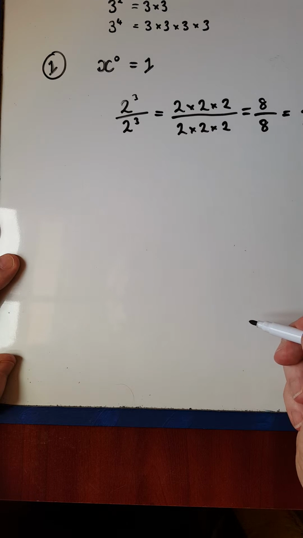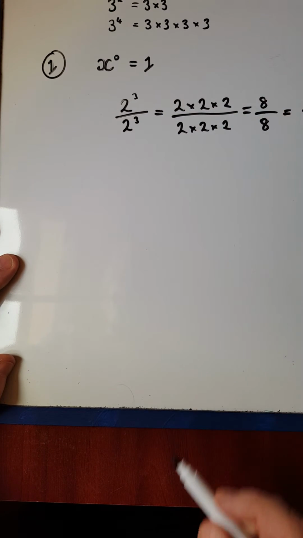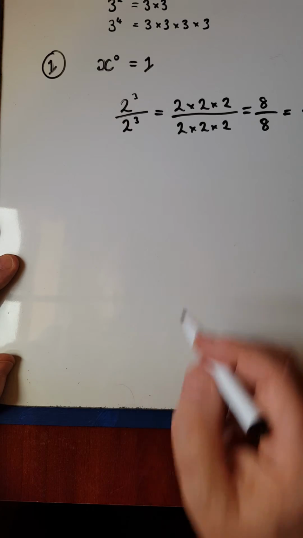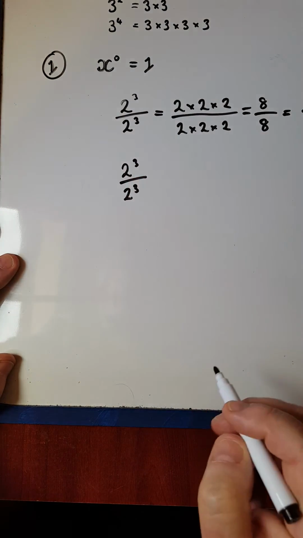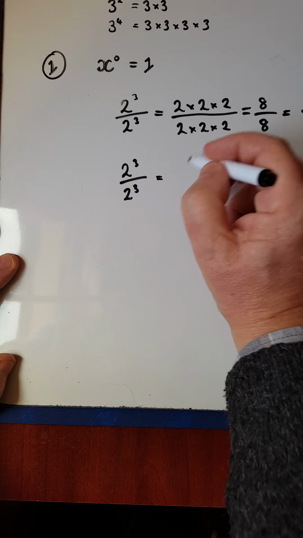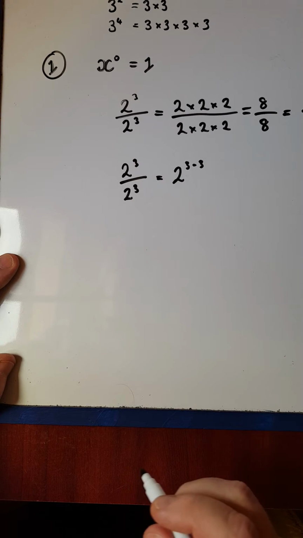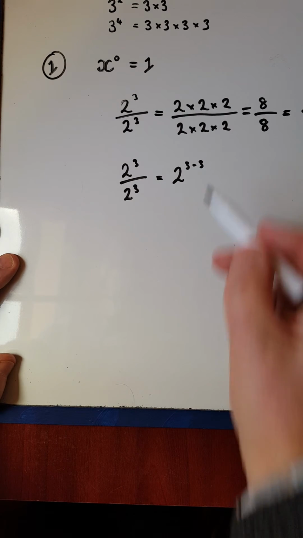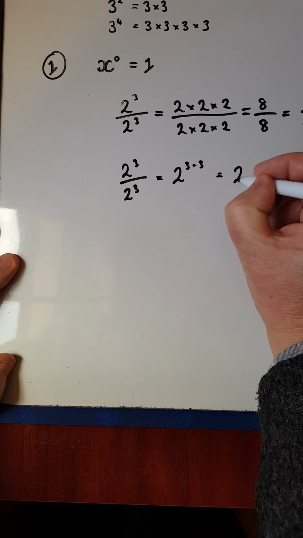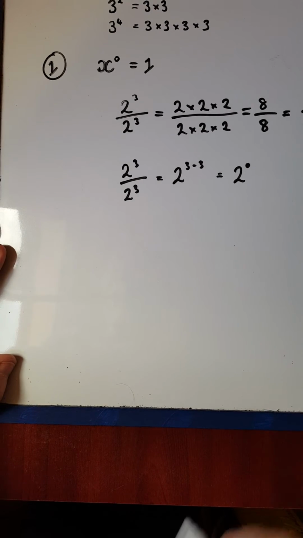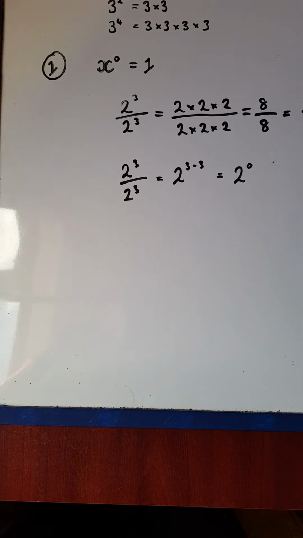So if we do it with numbers, and we turn these numbers into real, actual answers, then we've got an answer of 1. Now I can do it differently. Let's see whether this makes sense. 2 to the power 3 over 2 to the power 3. Do it in index form, that's 2 to the power of 3 minus 3. Because remember, when you divide, you subtract the indices. 2 to the power of 3 minus 3 is 2 to the power of 0.